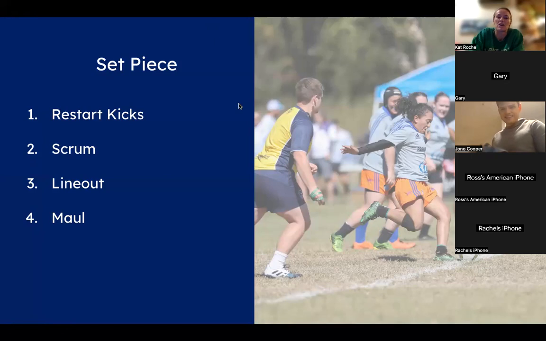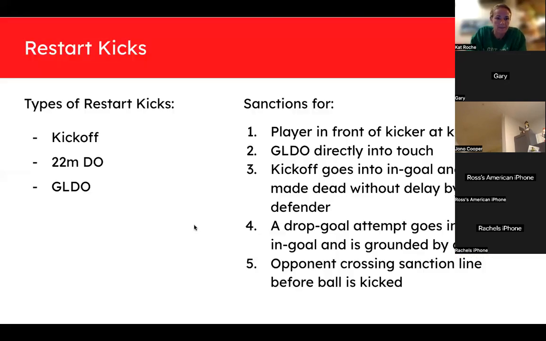The four areas we're going to talk about: restart kicks, scrum, lineout, and maul. This is not going to be a fully in-depth presentation on all the tricks and tips of the scrum, rather it's going to be focusing on the bigger picture and overall things that we can catch. So first, restart kicks. We've got 3 different types: the kickoff, the 22-meter dropout, and then the goal line dropout.